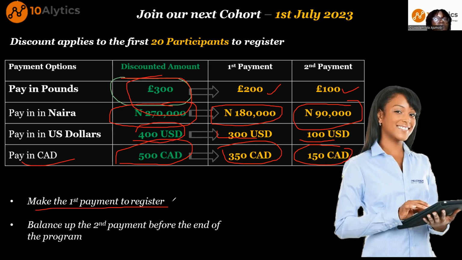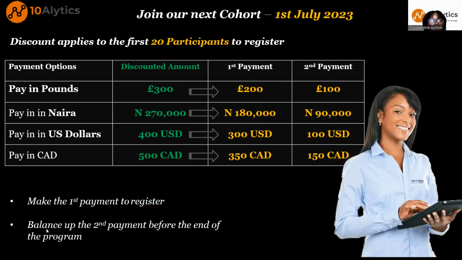So you need to make the first payment to register. If you want to register for the program starting on the 1st of July, you need to make the payment. And if you want to be able to pay the discounted fee, then you need to make your payments. Once we get to the first 20, every other person will be paying £400 or 320,000.